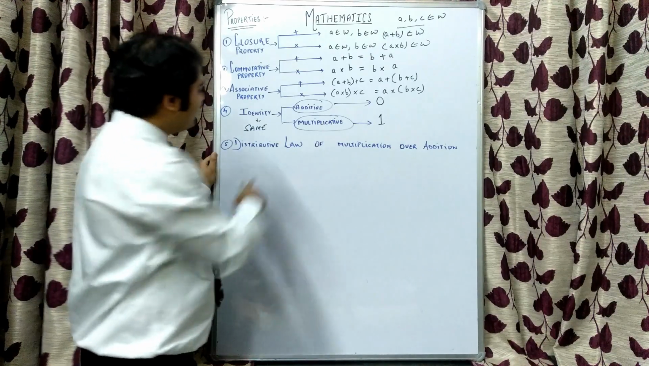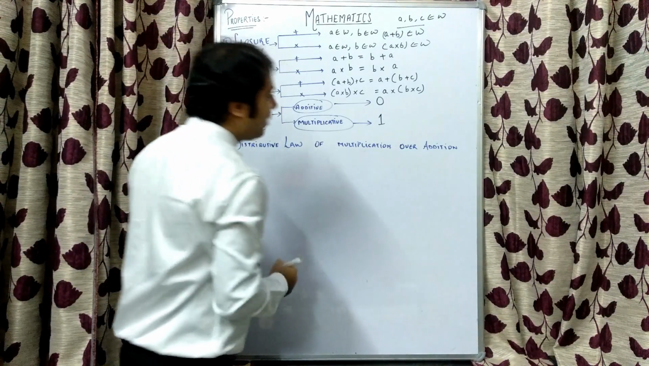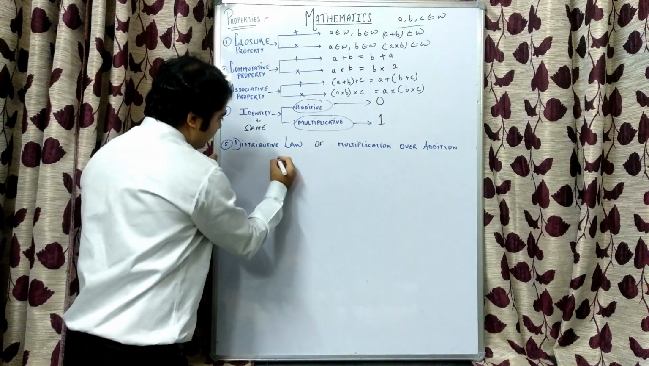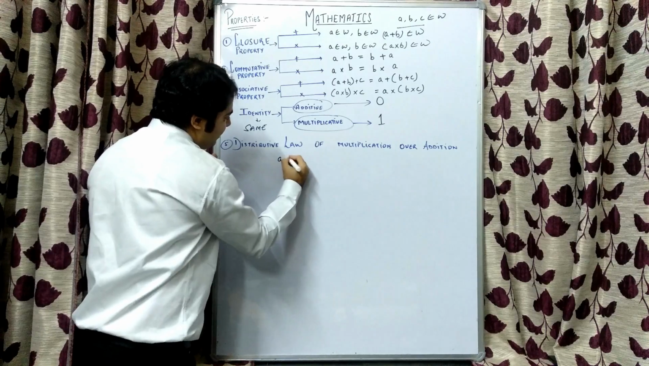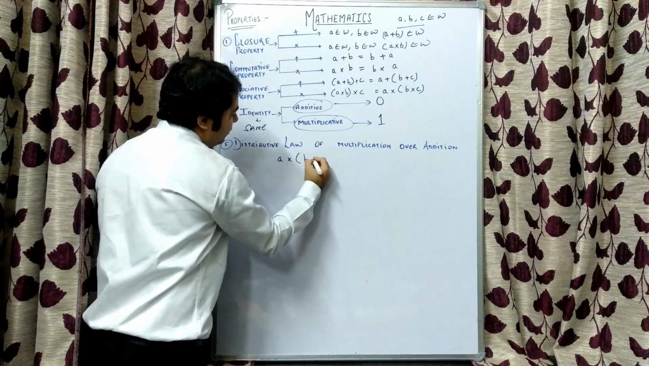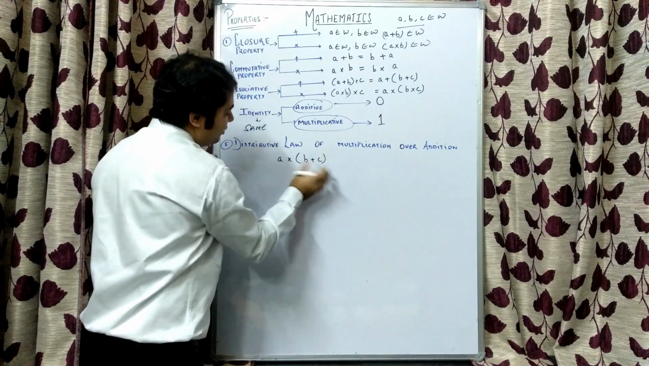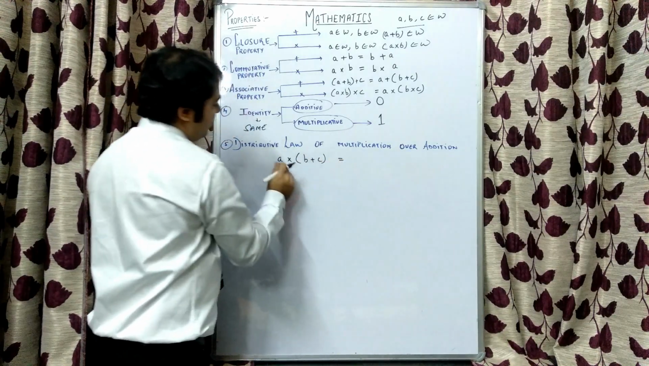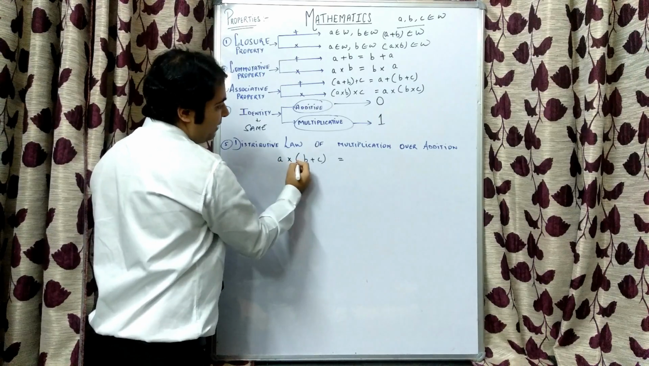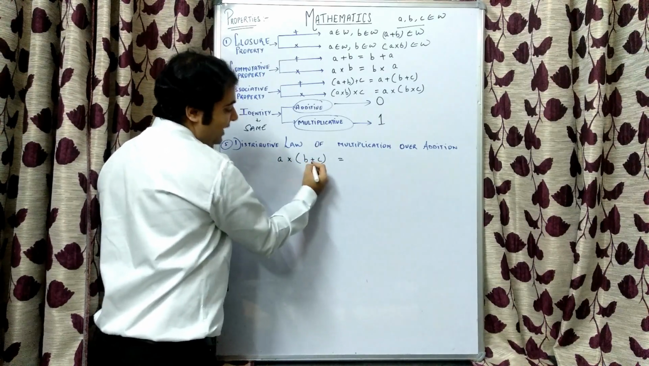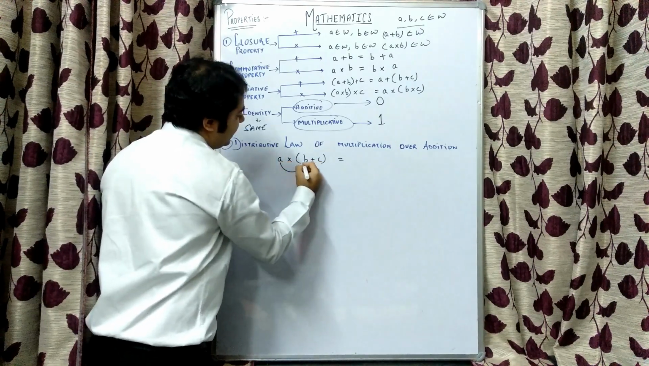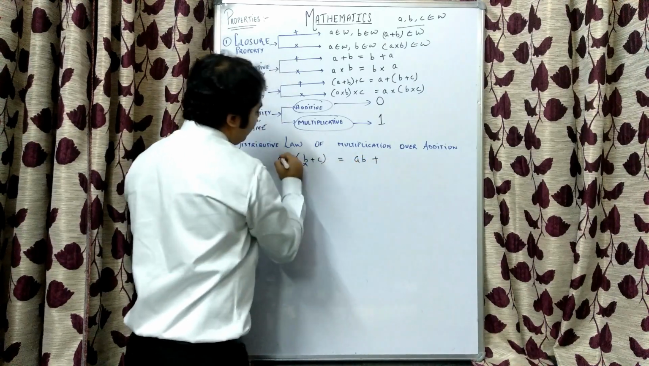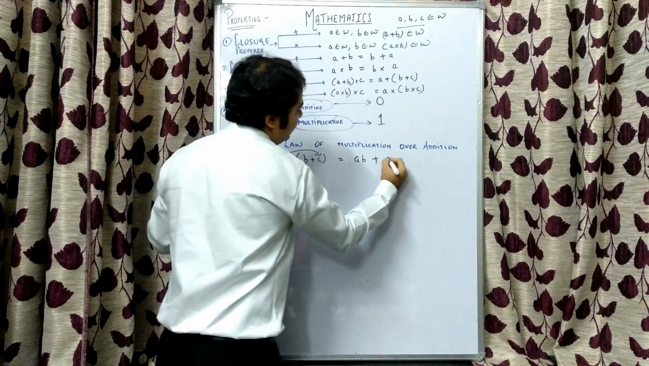Next property, that is distributive law of multiplication over addition. We can understand this law with the help of this concept. Suppose A is being multiplied to the sum of B and C. That means now this A term is being multiplied to the sum of B and C. That means A will be multiplied by B first, added to A multiplied by C.